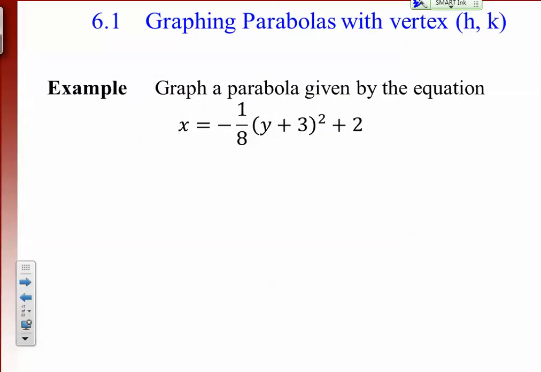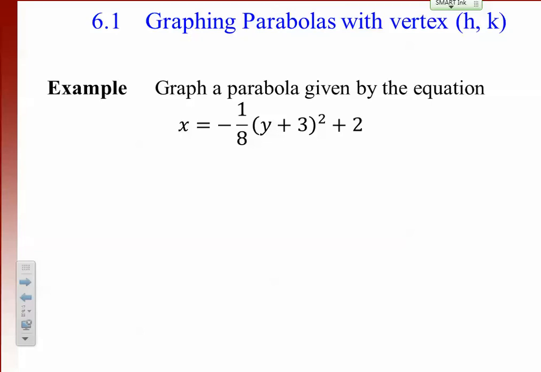Okay, graphing a parabola given by the equation, this mess. x equals negative 1/8 times y plus 3 squared, plus 2. Our first clue here on graphing this is that it's not in the standard form we need to see. But we know that it has a y plus 3 squared.